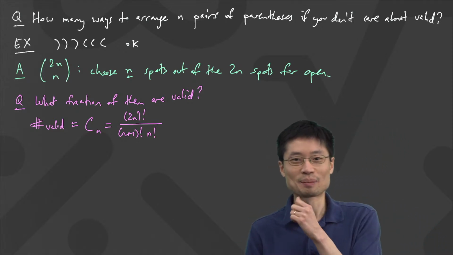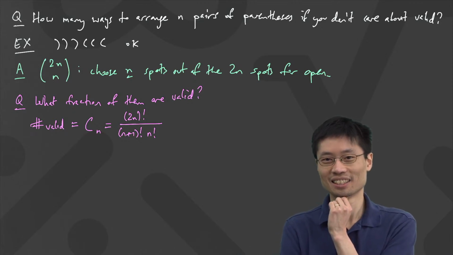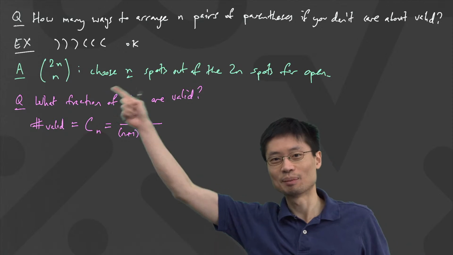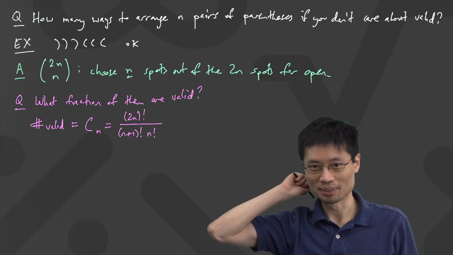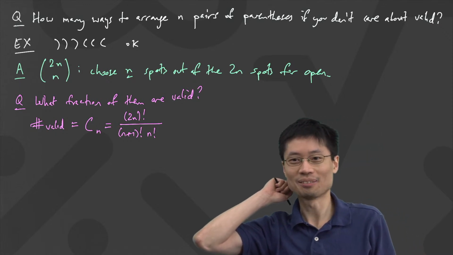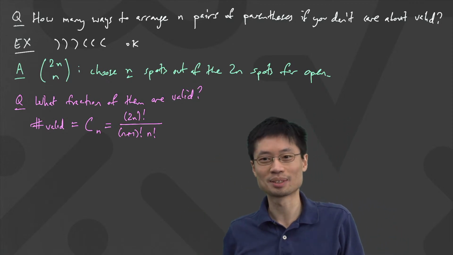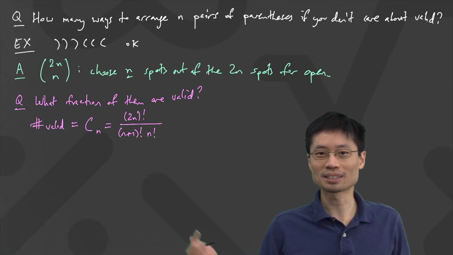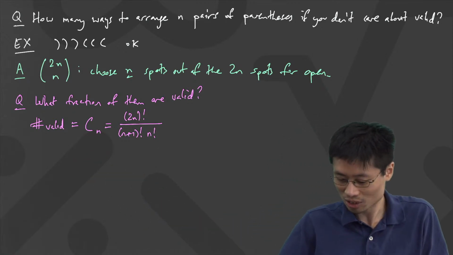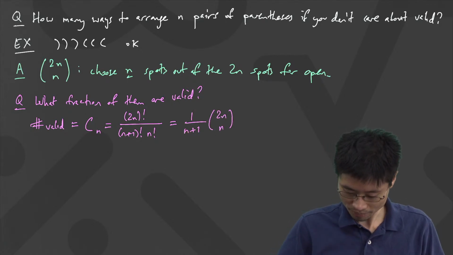So what fraction of them are valid? This is how many valid, that's how many total. And you should not expect a nice number. Who would have expected it would be a nice number? It's like randomly asking what's your chance of being lucky? Probably some crazy thing. Yes, exactly. It's just 1 over n plus 1, because there's just an extra n plus 1. This is actually just 1 over n plus 1 times 2n choose n.